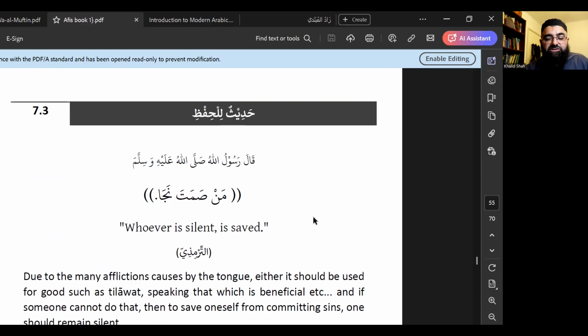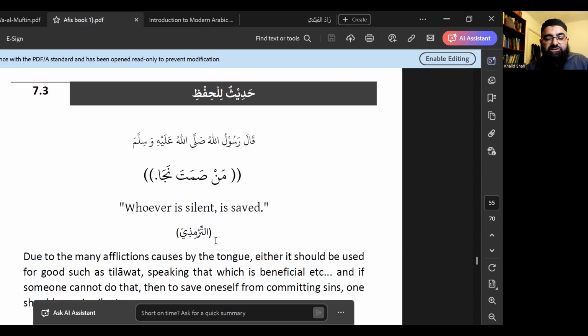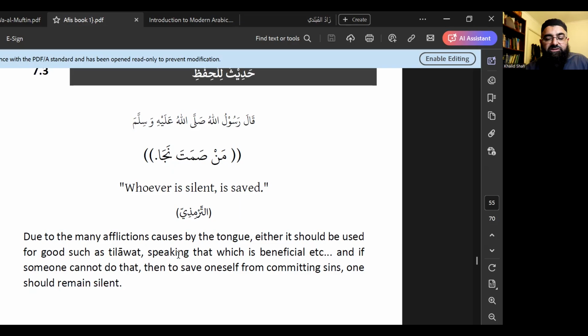May Allah subhanahu wa ta'ala give us understanding. Due to the many afflictions caused by the tongue, either it should be used for good, such as tilawah, speaking that which is beneficial, etc. And if someone cannot do that, then to save himself from committing sins, one should remain silent. May Allah subhanahu wa ta'ala give us understanding and tawfiq to practice what we say here.